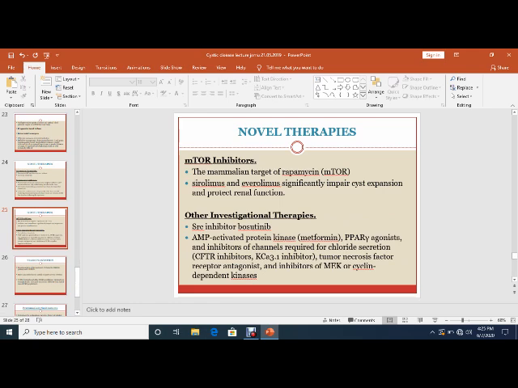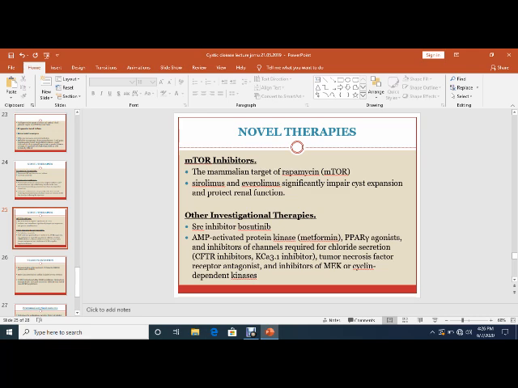mTOR inhibitors. What is mTOR? The mammalian target of rapamycin. M for mammalian target of rapamycin inhibitors. The drugs are sirolimus, everolimus, and tacrolimus. These are the mTOR inhibitors that significantly impair the cyst expansion and protect the renal function.